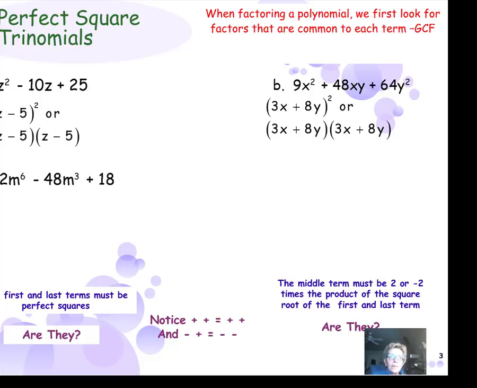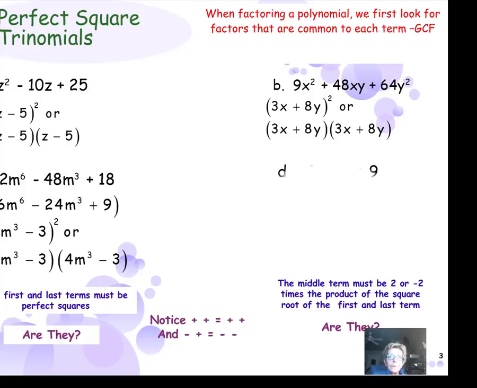Letter C. Now I'm looking at the 32, and that's not a perfect square, so maybe I have a GCF. And that is the case, so I'm going to factor that out, and it's 2. Now I have a perfect square trinomial, 16m to the sixth minus 24m to the third plus 9. I can refactor that, bring my 2 along down into the factors, and I have 2 times the quantity of 4m cubed minus 3 quantity squared.